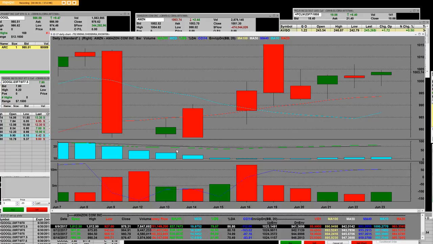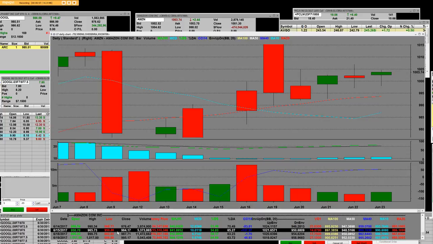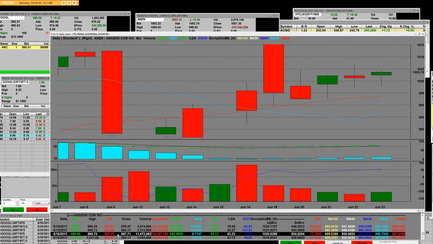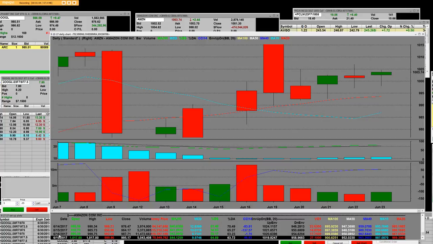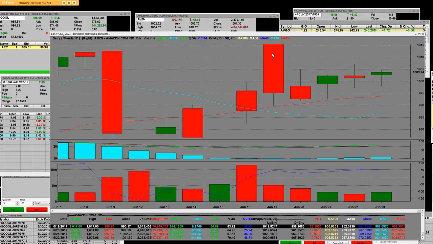So basically, from these lows on 6-14 of 966, we had a low on 6-15 of 950. We had a low on 6-16. They got it up to 982. And on 6-19, they got it back up to that daily high again, and we had a total reversal. Now, having said that, we can clearly see the change that has taken place in the last few trading days.